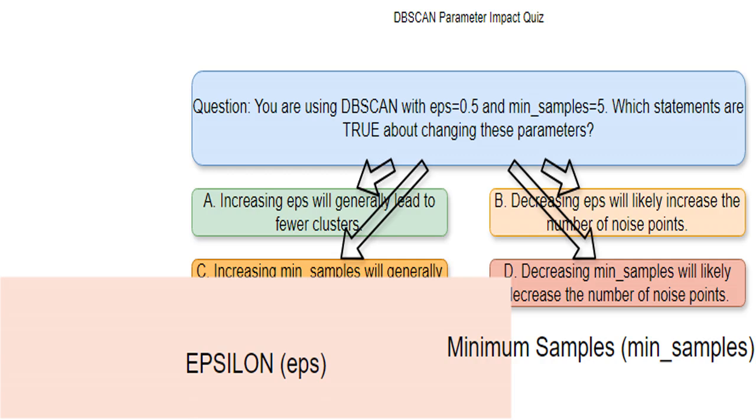I see EPS as the radius, how far I'll look around each data point to find its neighbors. A larger EPS means I'll cast a wider net, potentially grouping points together that might have been separate with a smaller radius. Think of it like this. A wider search radius makes it easier for clusters to merge.